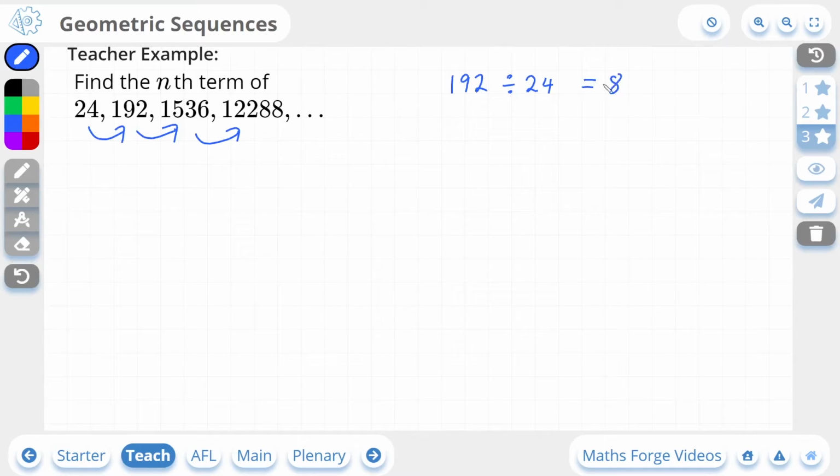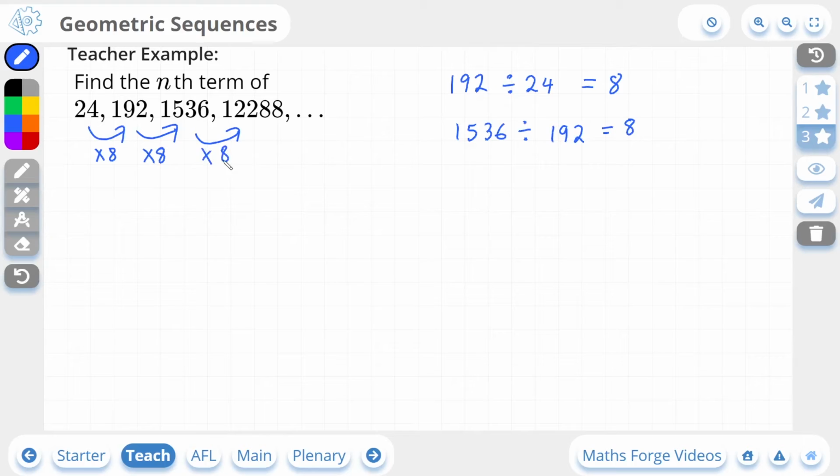This gives us 8. And just to make sure that we are multiplying by 8 each time to get to the next term, we're going to do this with the next 2 numbers. 1536 divided by the number just before it, which is 192. And of course, if you calculate this, this also gives us 8. So the common ratio for this sequence is times 8.